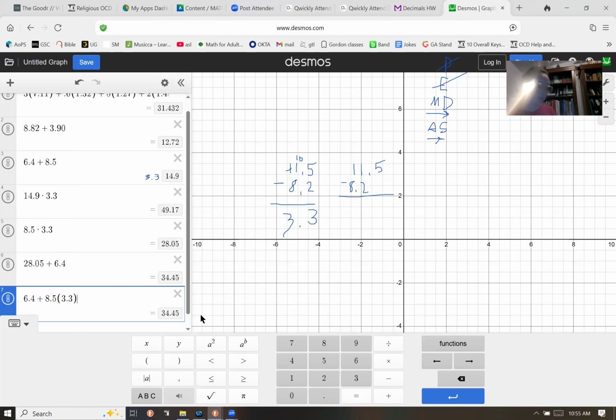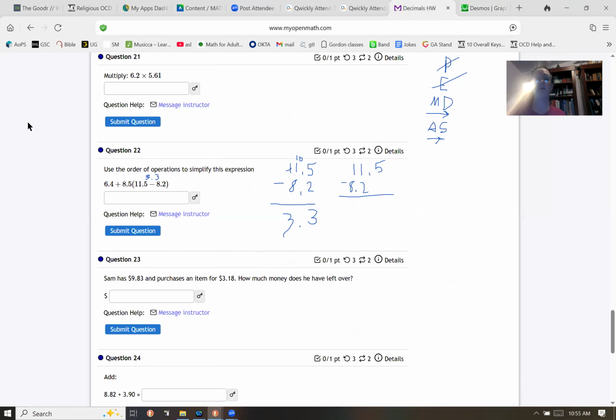Or use the Desmos app on your phone. It's a free app that you can get from your app store. Here it is on my phone. And use that. Any questions on that problem before we move on?